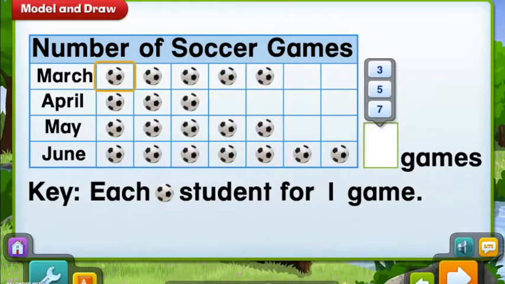How many soccer games were there in June? Okay, so we would go find the month of June, so March, April, May, June, and then looking at the key is very, very important because the key tells you how much each soccer ball is worth.